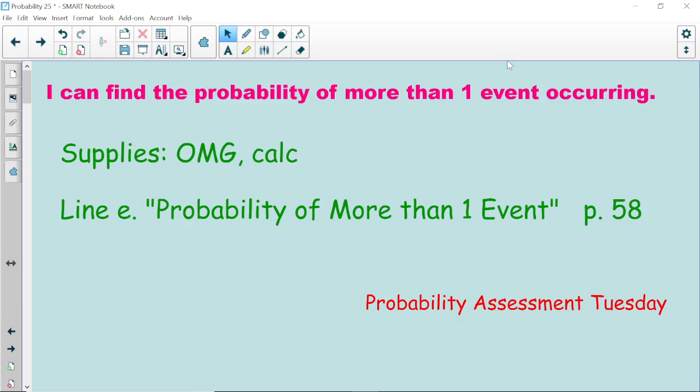Again, line E, probability of more than one event, page 58. We're going to look at that little half sheet up at the top.